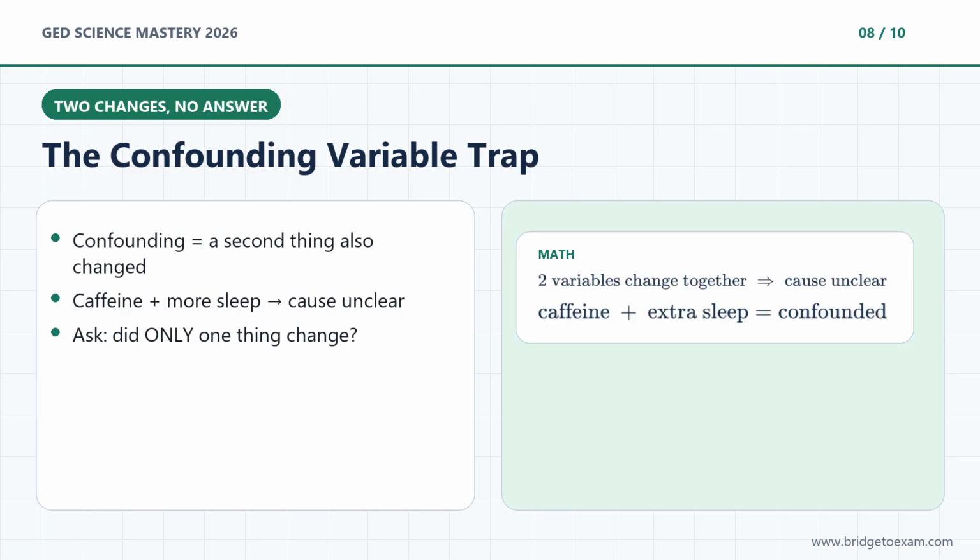Here's the trap that catches careless readers: the confounding variable. That is a second thing that changed along with the one you meant to test, and it muddies the cause. Back to caffeine. Suppose the caffeine group had also slept 2 hours longer than the placebo group. Now, if they react faster, was it the caffeine or the extra sleep? You genuinely cannot tell because two things changed at once. That is a confounding variable, and it ruins a clean conclusion. So, whenever you read an experiment, ask, did only one thing change? If more than one changed, no single cause is proven.